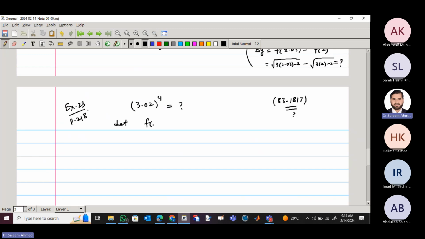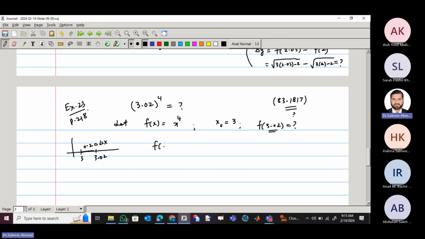let my function be x to the power 4. And what is the closest value to 3.02? The closest value to 3.02 is 3. So I need f of 3.02, this is what I want. My x naught is 3, but actually I want the value at 3.02, so there is a difference of 0.02, which is delta x. Now we can write the local linear approximation.